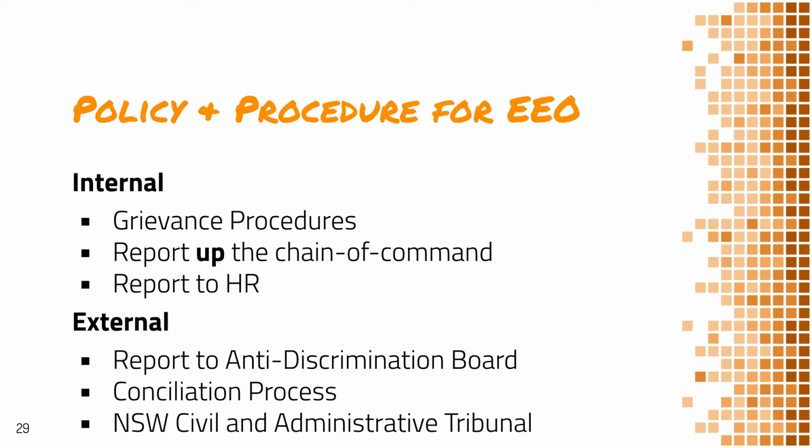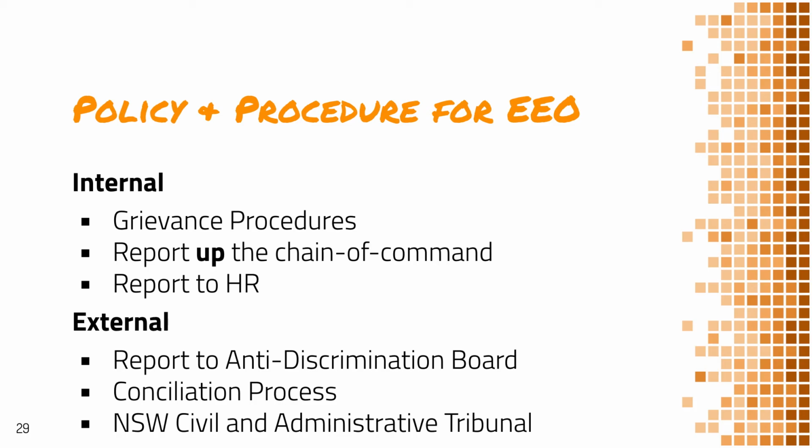The first is what we call internal, that's within your company. Now, within your company, you usually have what's called a grievance procedure. This is a process you follow when you think something is wrong at work. The second thing is that you can report up the chain of command.